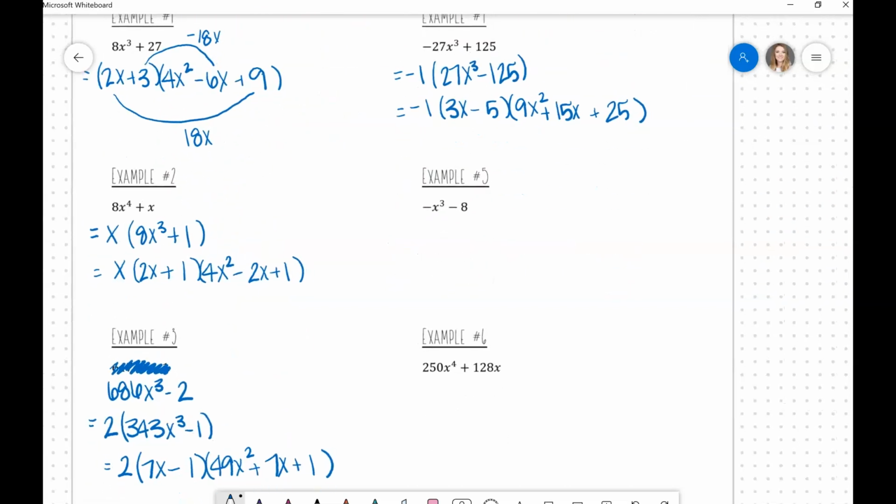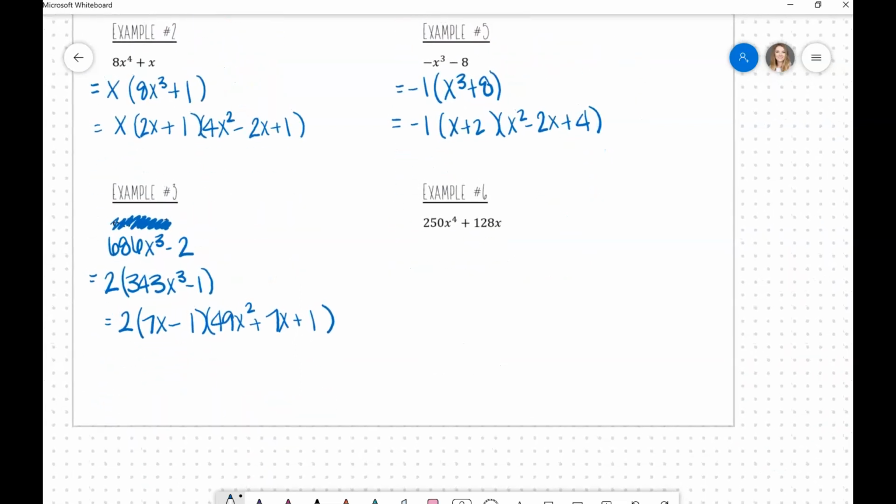Same idea in example number 5. I would definitely pull out a negative first. Makes this easier to look at. x cubed plus 8 is what we're left with. Same exact pattern. We have an x plus 2. x squared minus 2x plus 4.